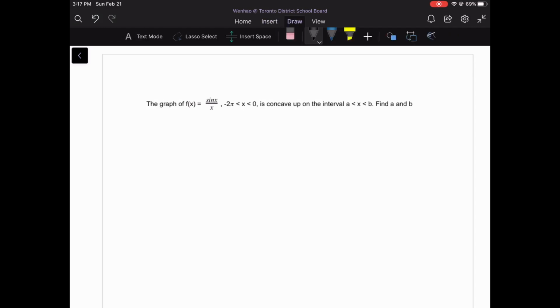Alright, the graph of f of x is equal to sine x over x on the domain negative 2 pi to 0 is concave up on the interval a is less than x is less than b. Find a and b. Concave up is solving for the second derivative is greater than 0. So first we need to find the first derivative.